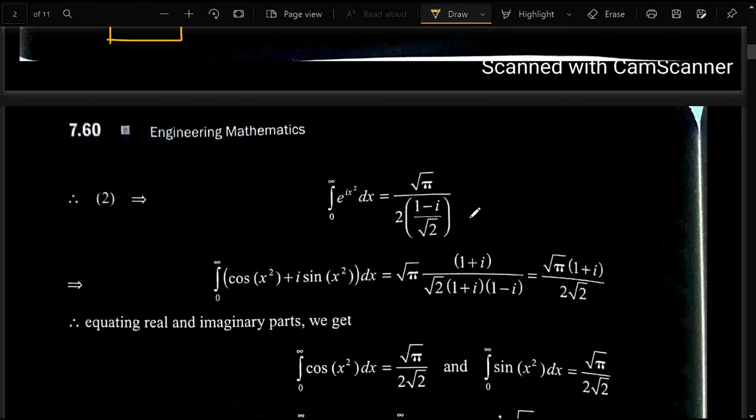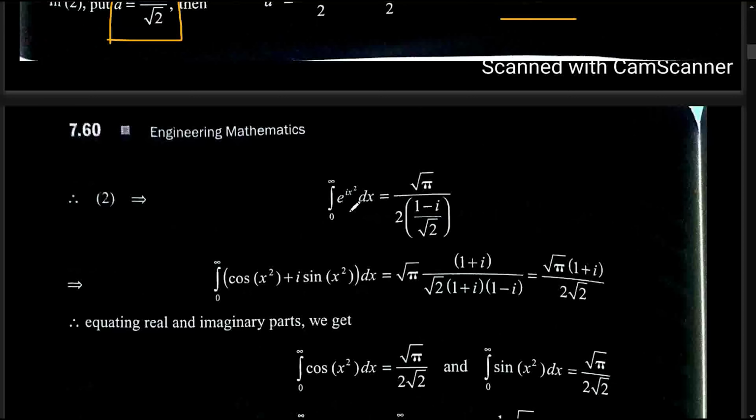So we substituted it, and we know e to the power i x square is nothing but... e to the power i theta is equal to cos theta plus i sin theta. We know this. So e to the power i x square is equal to cos x square plus i sin x square, dx is equal to root of... and now this is nothing but the conjugate.